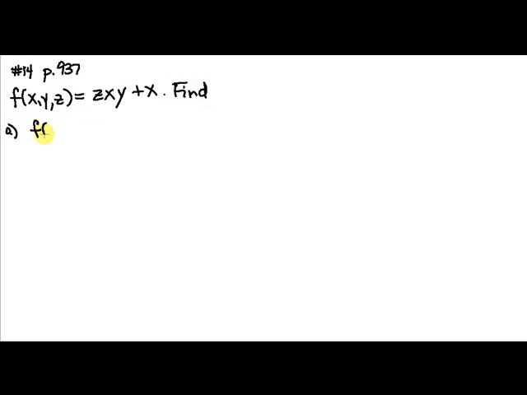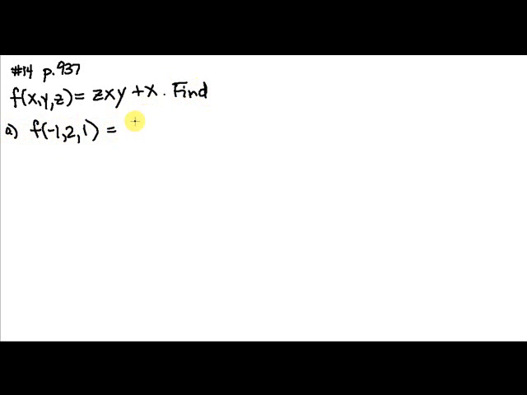Now let's look at a function that's given to us in number 14 on page 937. And number 14, we're given the function f of xyz is equal to zxy plus x, and we're going to find the following. Part A, we're going to find f of negative 1, 2, 1.